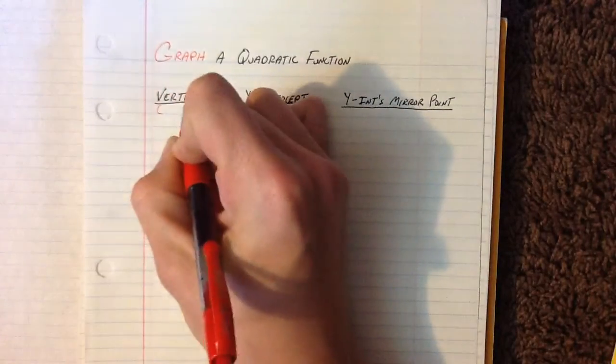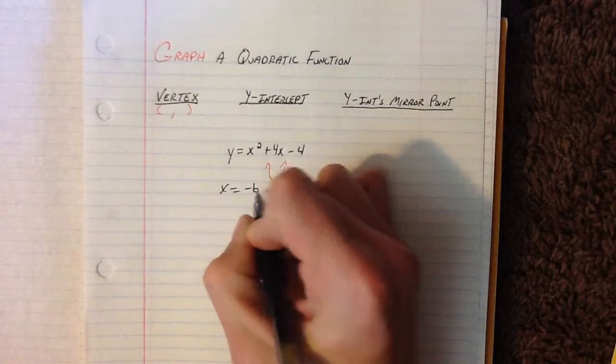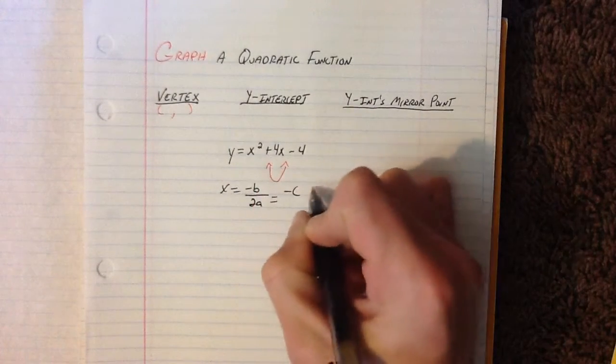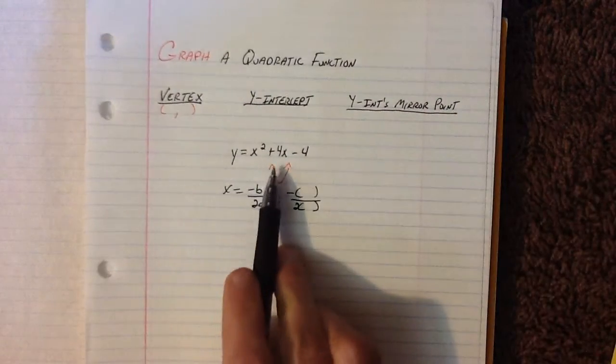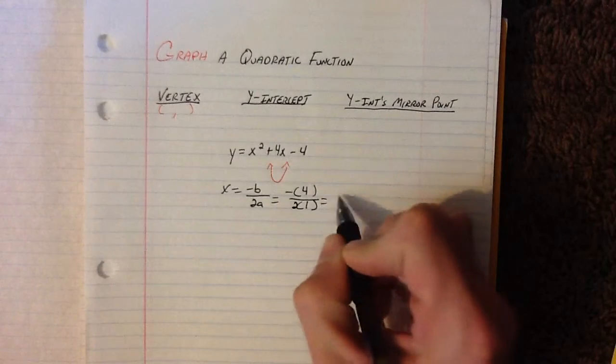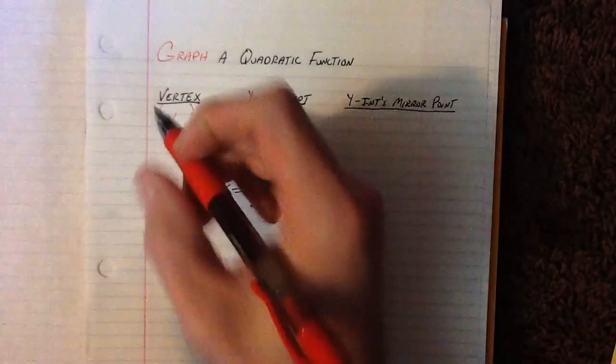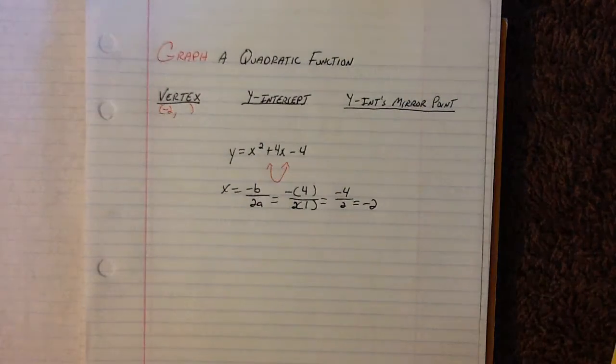To find the vertex is the one that's going to require the most work. I need to know the x and y value of its minimum point. Looking at x squared plus 4x minus 4, y is by itself, so I can start by using the formula to find the axis of symmetry. X equals negative b divided by 2a. B for this one is a positive 4, and a is a positive 1. That gives me negative 4 over positive 2, which gives me negative 2. So I found the x value of the vertex. It's located at negative 2.